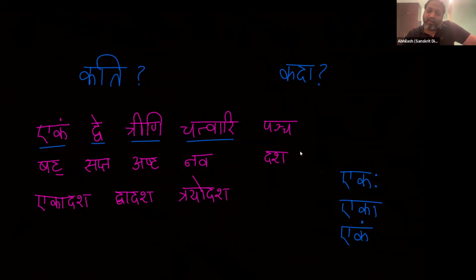For 2, we have dvau, dve, dve. Then we have trayah for boys, tisrah for girls, and trini for non-living things. Then we have chatwarah, chatasrah, and chatwari. Absolutely not expected to remember this.